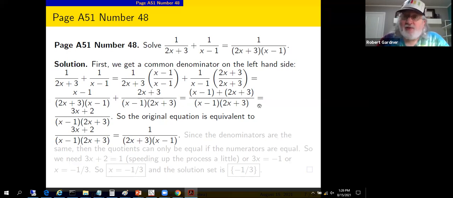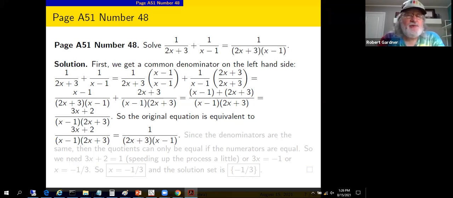Let's simplify that a little bit. So far, we're only manipulating one side of the equation, the left-hand side. And that produces 3x plus 2. Simplify. So the left-hand side, after finding a common denominator, produces this. So the original equation is equivalent to, replace the left-hand side with this equivalent expression, setting this equal to that. All right, this could be a lot worse.